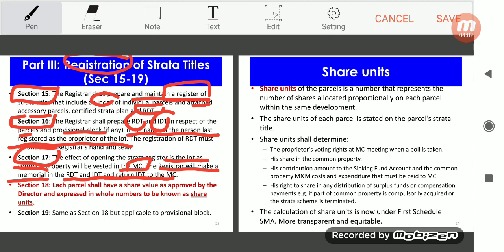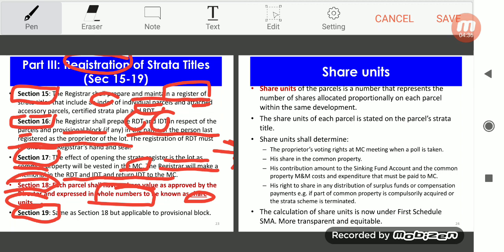Section 18. Okay, section 18, each parcel shall have a share value. So section 18 is all about how each parcel must be assigned a share value which is equal to the share unit. So what is the share unit? It is in the next slide. Basically, share unit must be expressed, must be written in whole numbers. Cannot be a decimal. It cannot be 10.5. It must be whole numbers: 10, 100, 108, and so on and so forth.